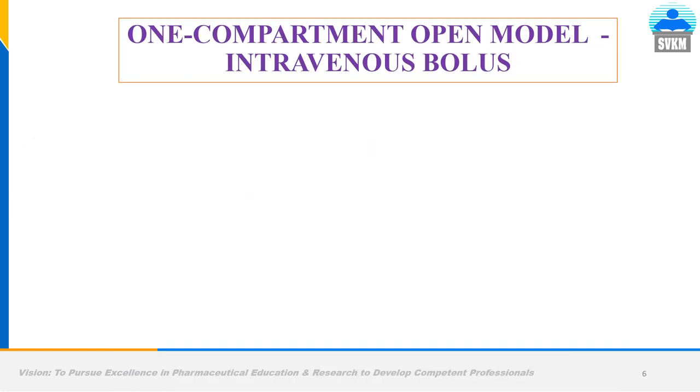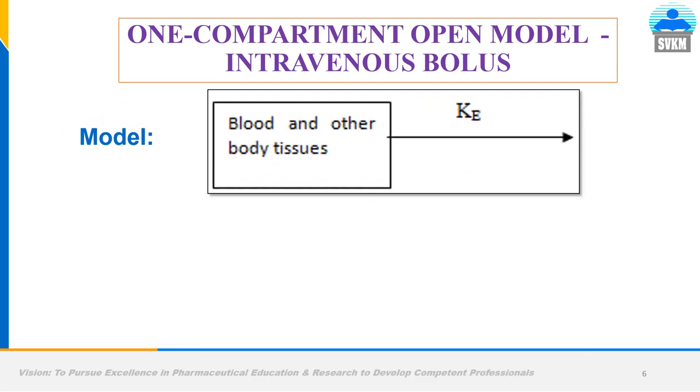One compartment open model for intravenous bolus is also called intravenous slug. See the model of the one compartment open model. This bracket indicates a single compartment. In that case, the body acts as a single compartment, where we consider blood or other body tissues as the first or single compartment from which the distribution, metabolism or excretion of drug will take place.